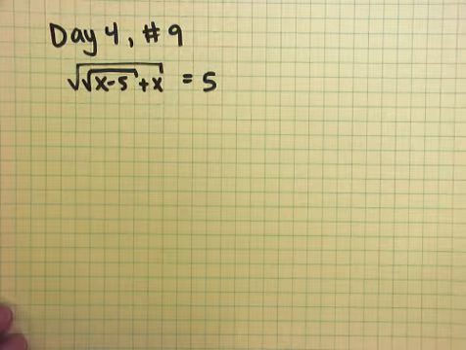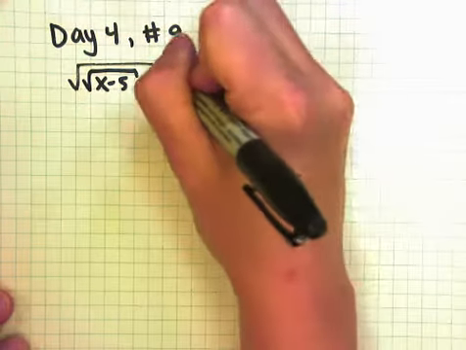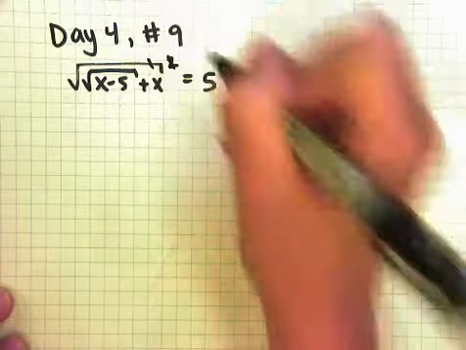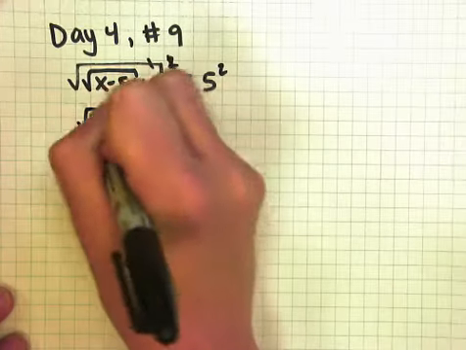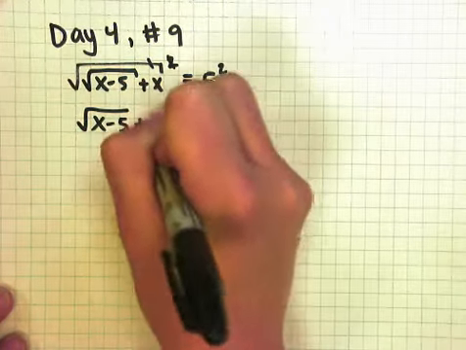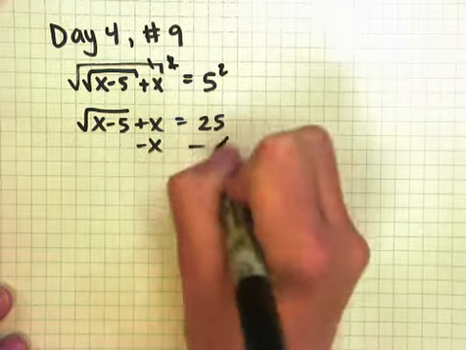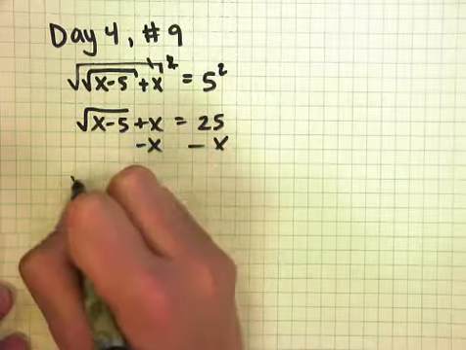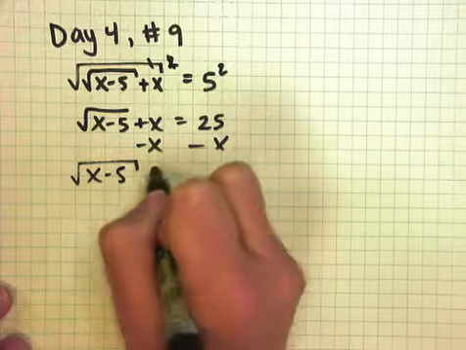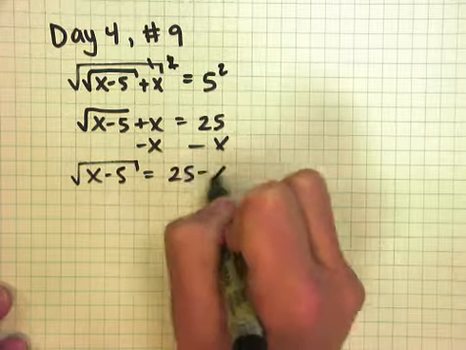All right, so day 4, number 9, we are going to square both sides to cancel out the first square root. And then we get x minus 5 plus x equals 25. Then we're going to subtract x from both sides to isolate that radical. So we get the square root of x minus 5 equals 25 minus x.